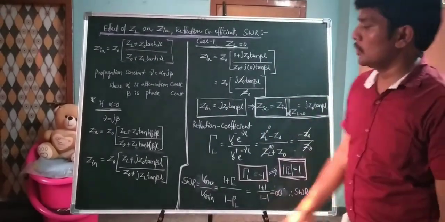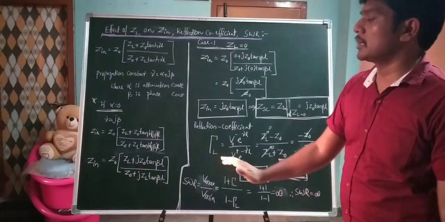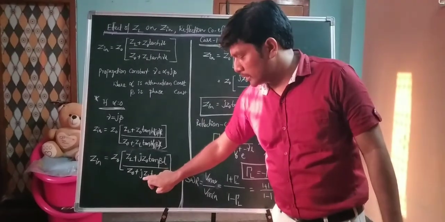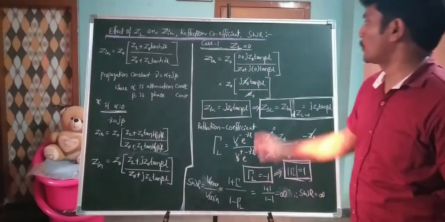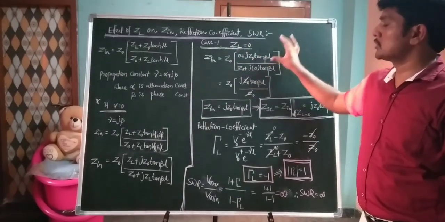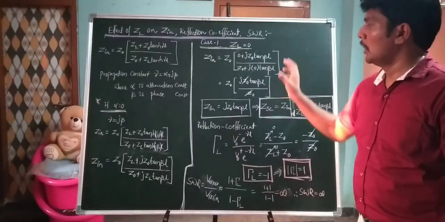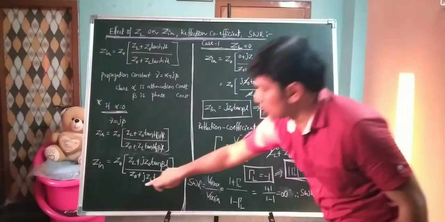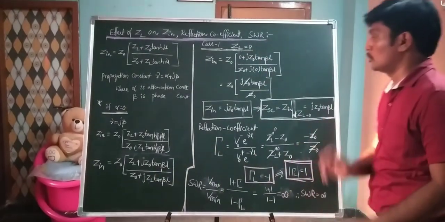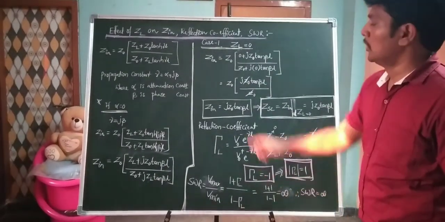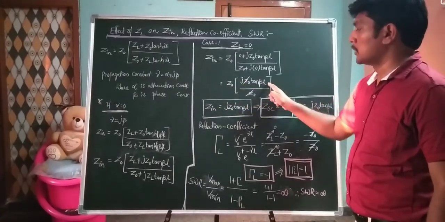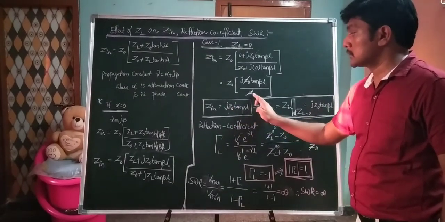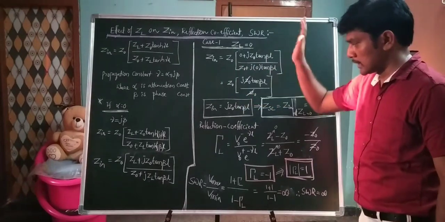When ZL equal to 0, in place of ZL in this mathematical equation, we simply substitute 0. When ZL equal to 0, this term becomes 0, and this term also becomes 0. So finally, in the numerator we have j Z0 tan beta L divided by Z0, since this term becomes 0 after substituting ZL as 0. So Z0 gets cancelled. We have Z0 j tan beta L, or for convenience we can rearrange it as j Z0 tan beta L. This Z0 cancels and this Z0 carries on as it is, right?